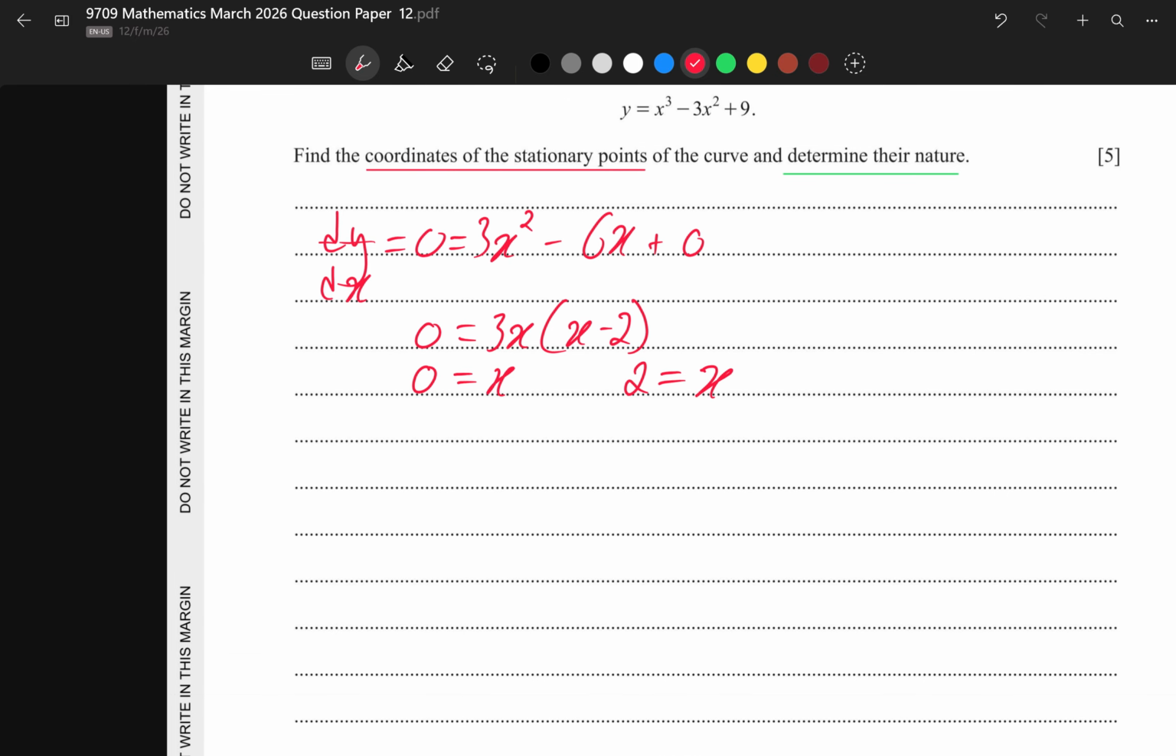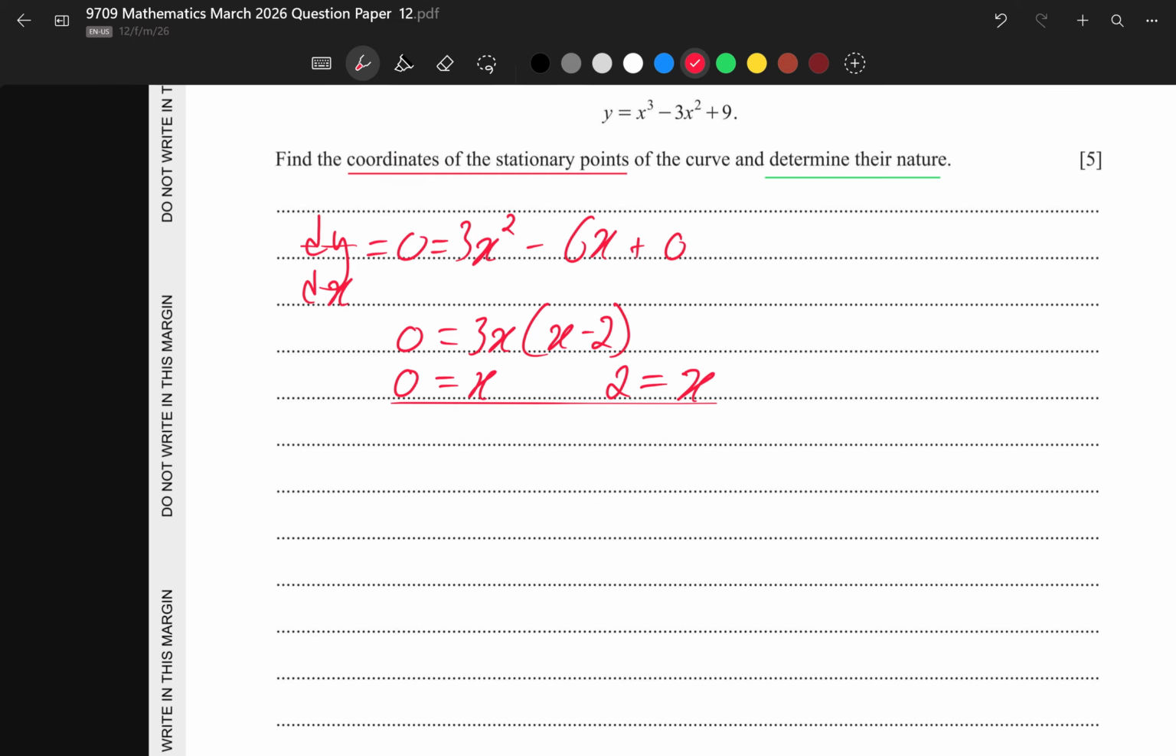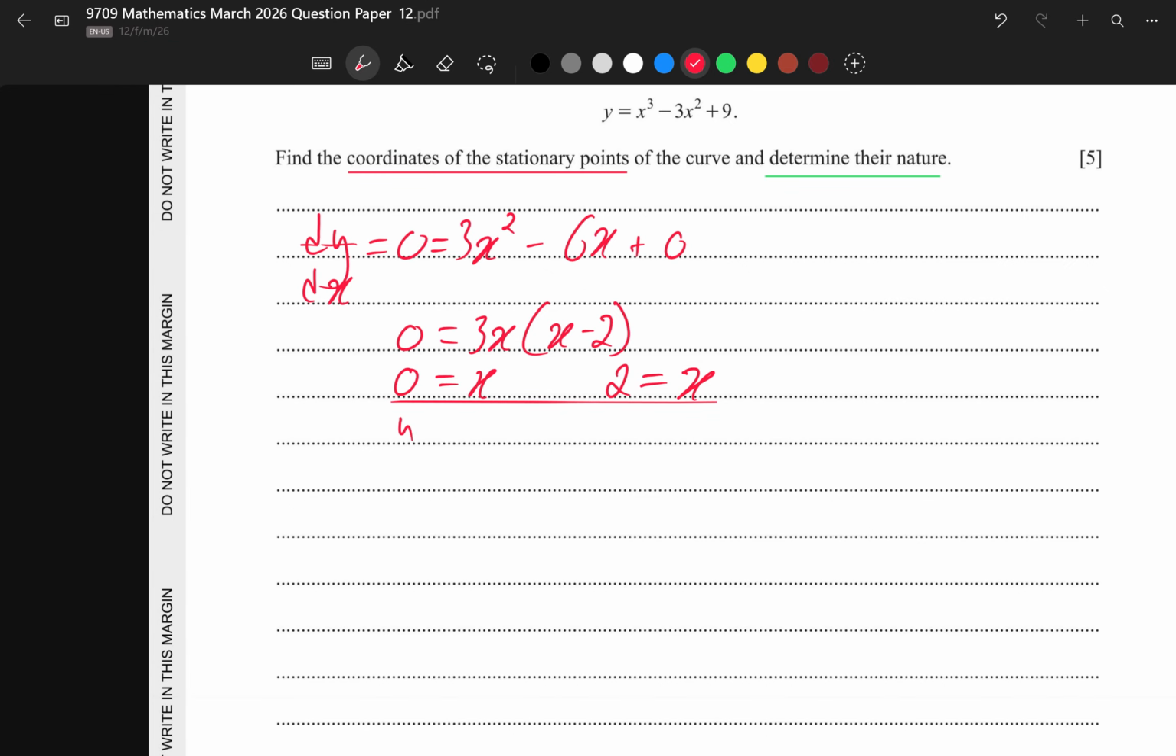Now we have found the x coordinates of the stationary points. We have to find the y coordinates to get the coordinates of the stationary points. So we put x equals 2 and x equals 0 back into the original equation to get the y coordinate. If we put x equals 0, we get y equals 9, and if we put x equals 2, we get y equals 5. So (0, 9) and (2, 5) are the coordinates of the stationary points.